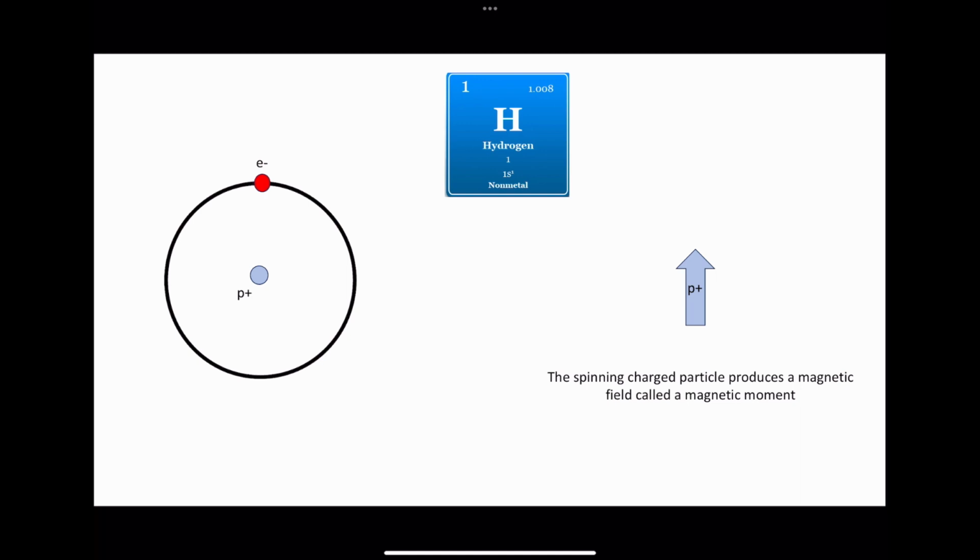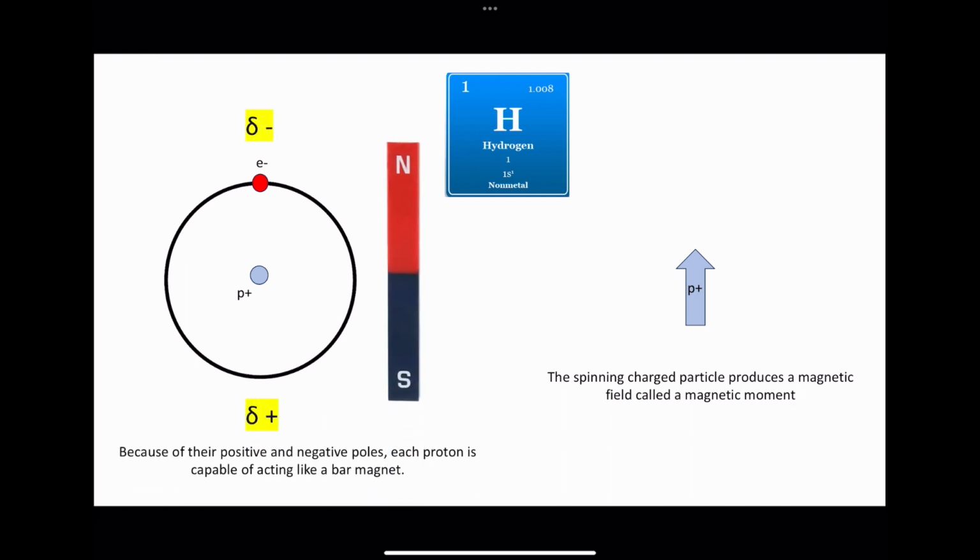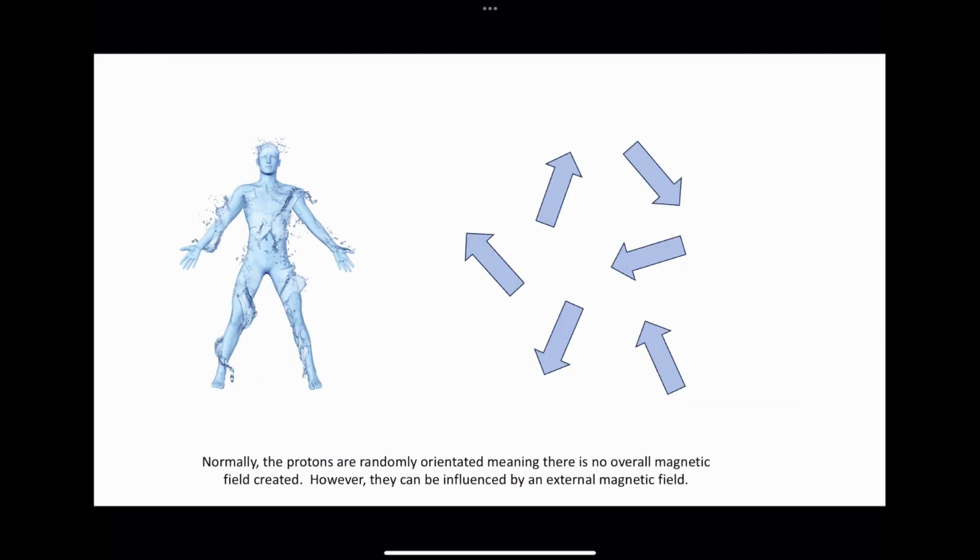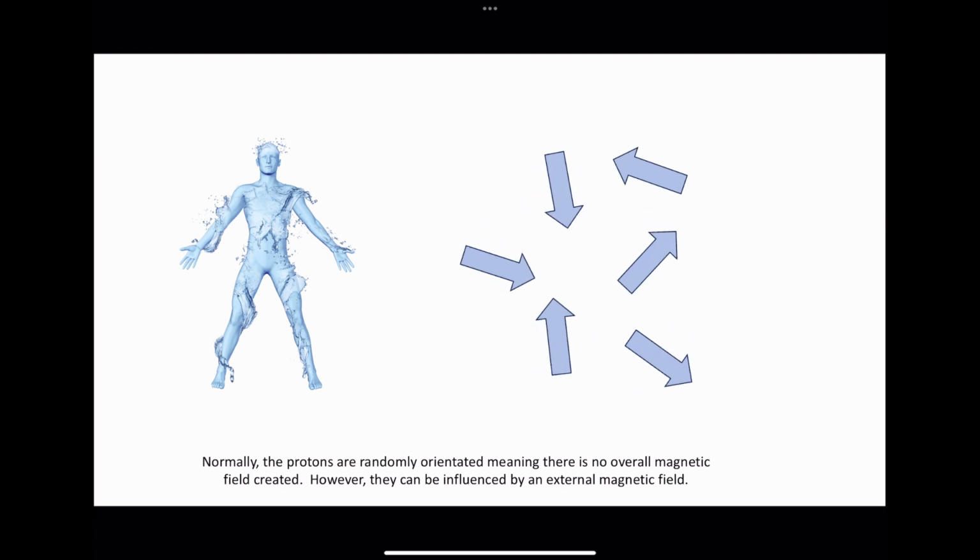This spinning charged particle produces a magnetic field called a magnetic moment. Also, because of their positive and negative poles, each proton of a hydrogen atom has the ability to act like a simple bar magnet. Normally, the protons of hydrogen are randomly oriented, meaning they all face different directions. But when they are subjected to a magnetic field, they all align.